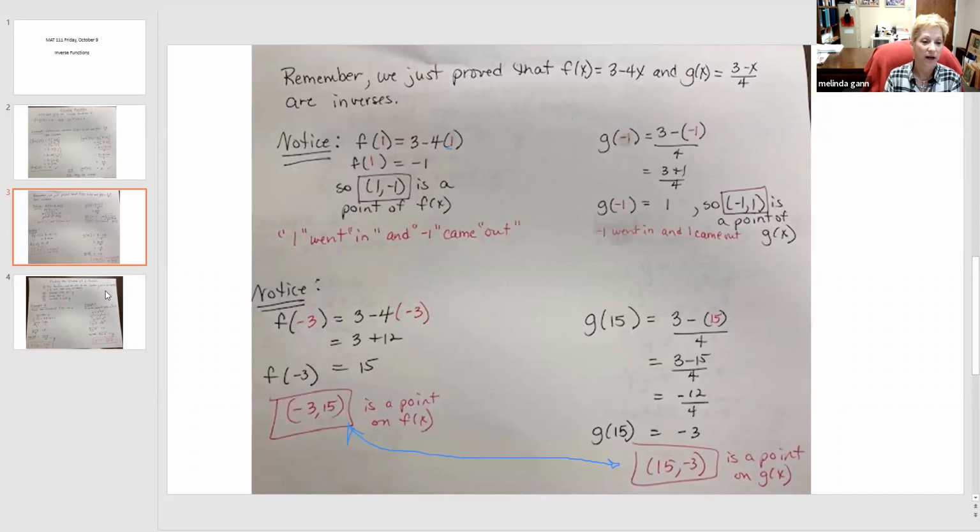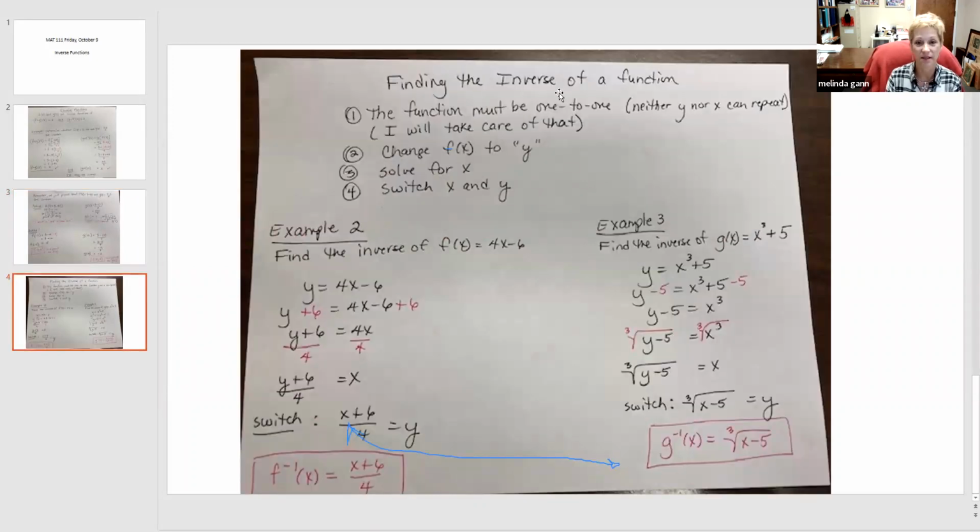Okay, so let's go see what happens if you have to find an inverse. All right, so here are the steps for finding an inverse. It tells you the function's got to be 1 to 1. Now, you don't have to worry about that. I'll take care of that. Now, what that means is, remember, for it to be a function, just a function, you can't repeat the x coordinates. Well, for it to be a 1 to 1 function, you also cannot repeat the y coordinates.